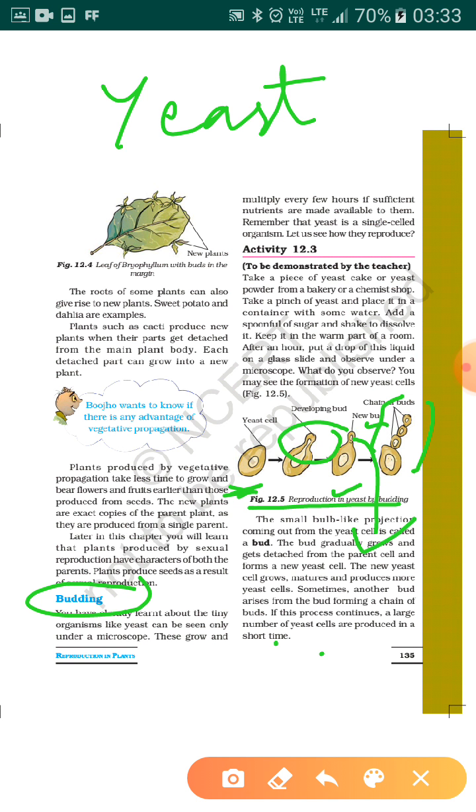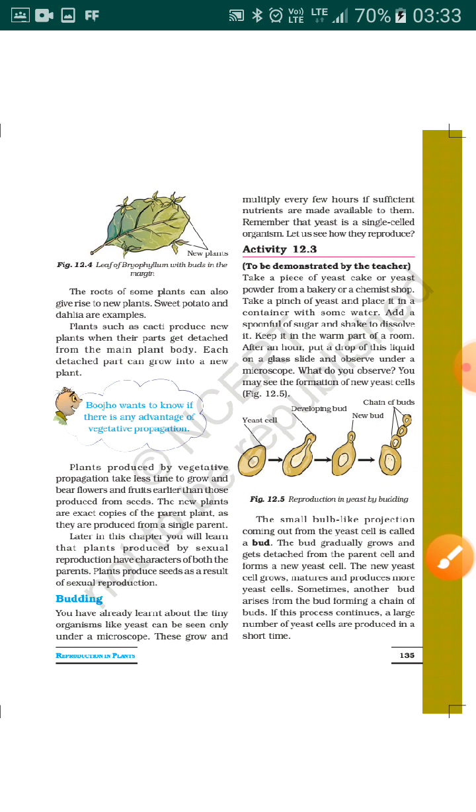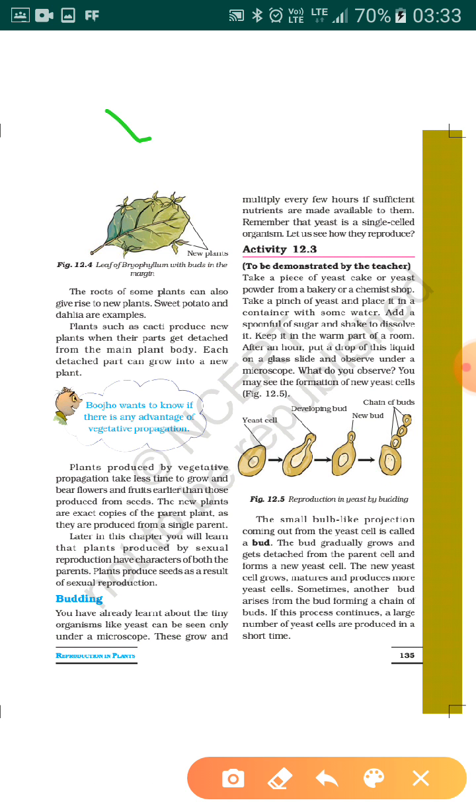It should get the favorable condition and it grows as a new individual. Now you can see a bud in lab also by doing a small activity. You need to have yeast from the baker's or the bakery or the chemist shop. So from the chemist shop or the bakery you can get the yeast.